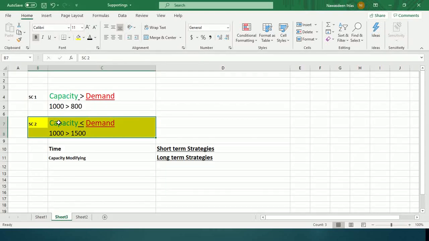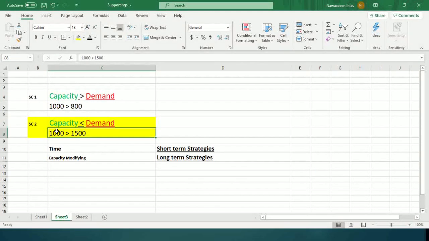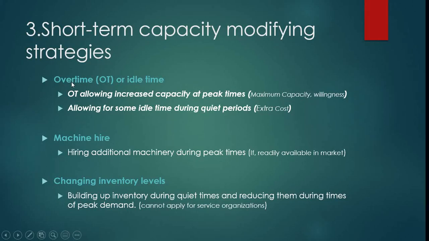Let's say in the April season, we want to produce more. Demand is 1500 and our capacity is 1000. So we can enhance our capacity by overtime, which means we can ask our employees to work overtime and pay more for them. As a result, we can enhance our capacity level and meet this exceeded demand. So we can follow the overtime strategy. The overtime strategy is possible when our demand is higher than our effective capacity.